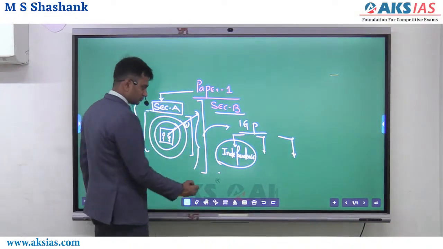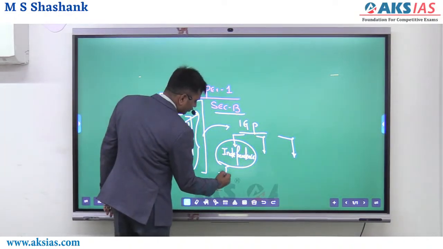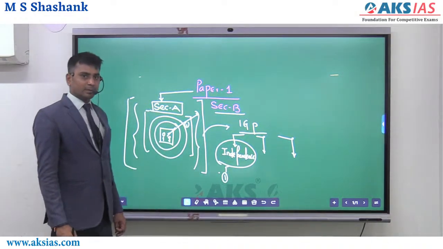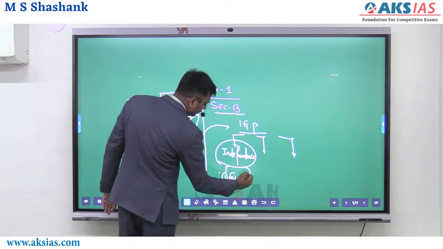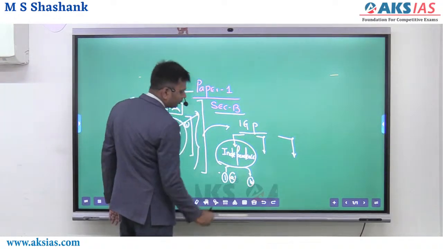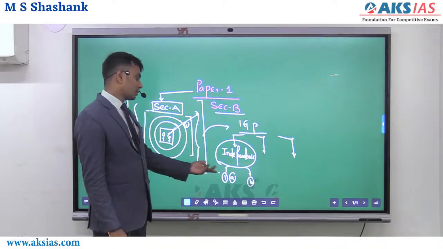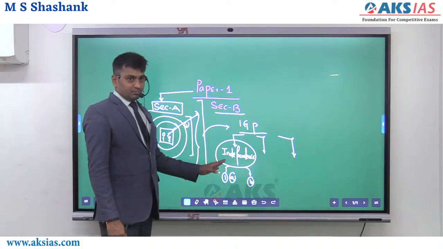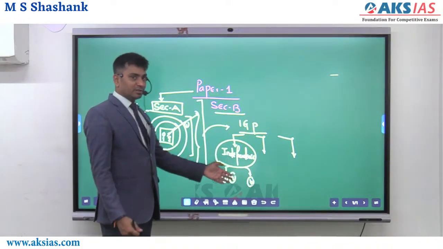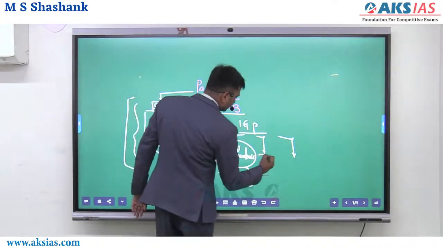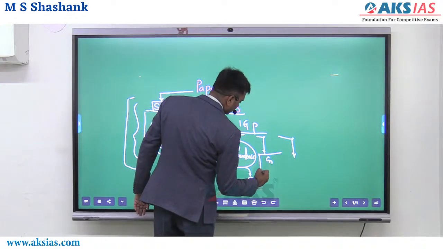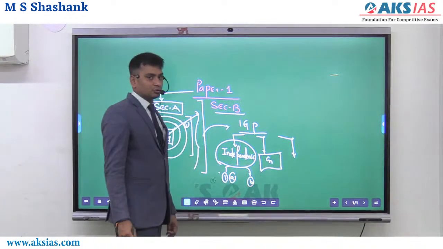So, political strategies to get it, first chapter A, and first chapter B is about the so-called theories, how different theories have spoken about our independence. Second one is framing of the constitution and working of the constitution. This is entirely about constitutional philosophy.